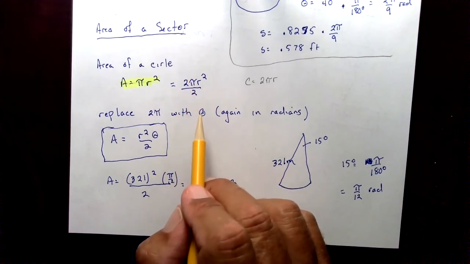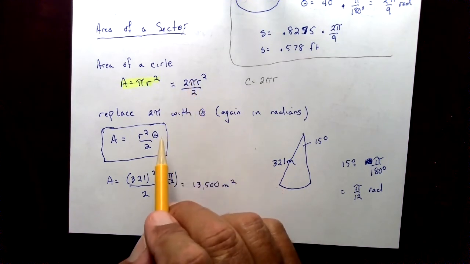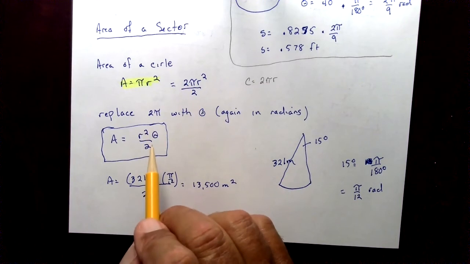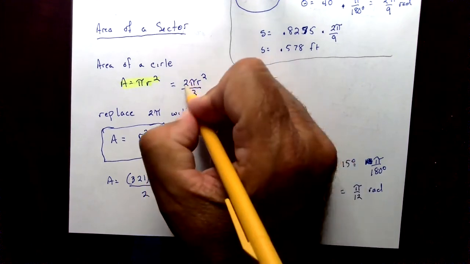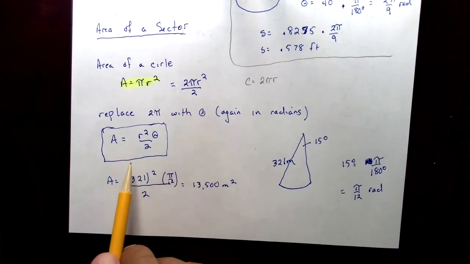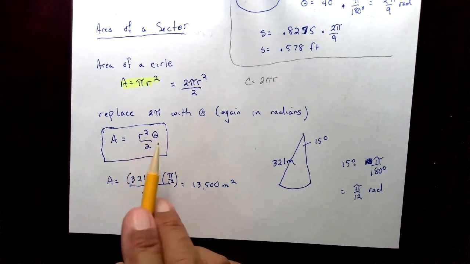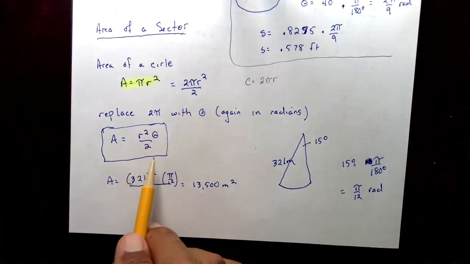Again, so I stay in radians. So in place of this 2 pi, I now put theta. So I have theta r squared over 2. Again, that 2 pi is going to go, and it gets replaced by theta. So that's where the formula for this area of a sector comes from. R squared times theta, or theta r squared over 2.